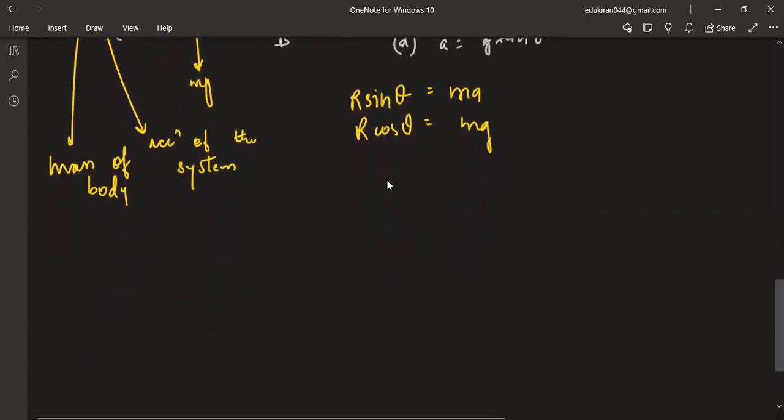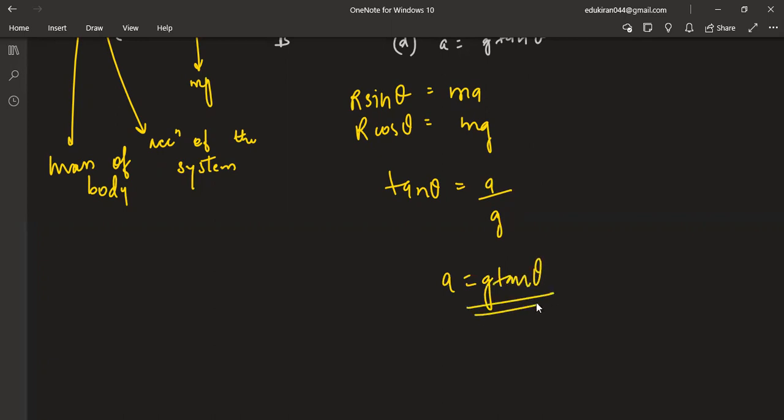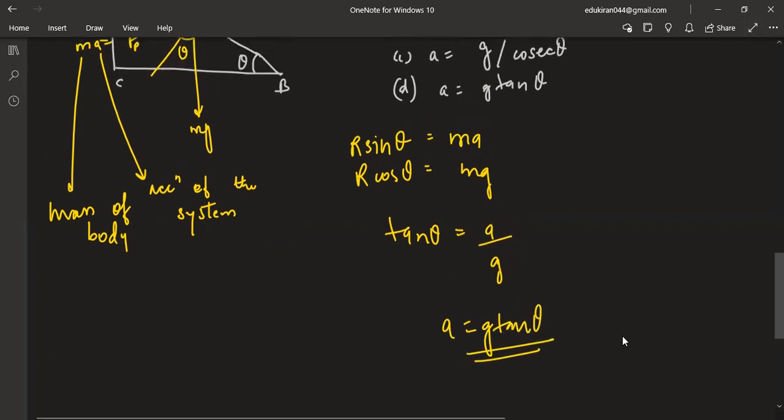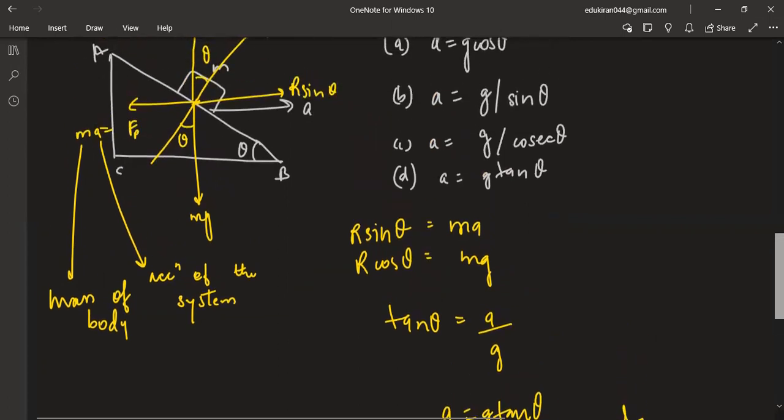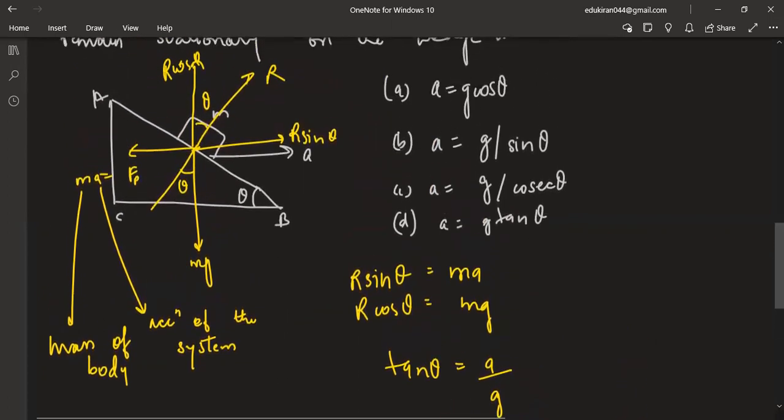So if you take the ratio, this would be tan theta, right? R gets cancelled, sine by cos is tan. m also gets cancelled. This is a by g. So acceleration is g tan theta. This was only asked, no? So D option, g tan theta. See, in your exam, NEET exam, you'll have to perform these calculations. So try with very minimum space. Try to make all these within the question itself.